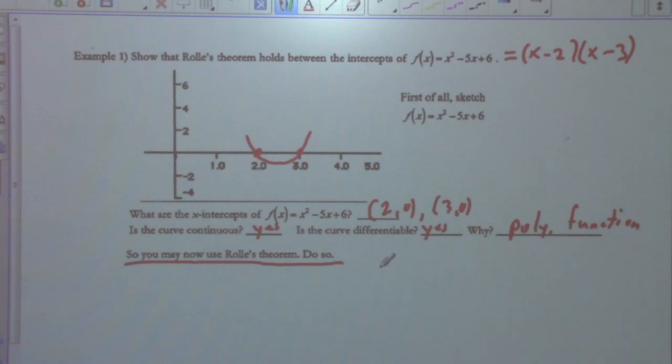So what is our average rate of change going to be here between the x-intercepts? Oh, average rate of change. What's our average rate of change between these two? It's going to be 0, right? We know it's going to be 0, and what is our derivative of this?